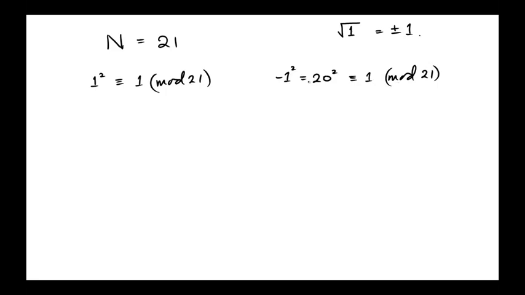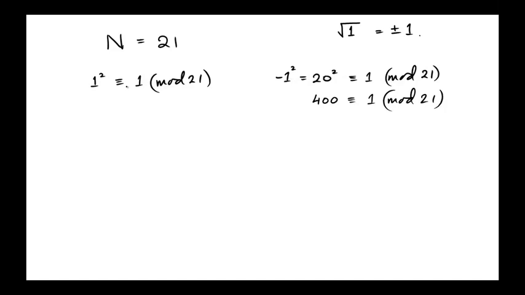So minus 1 is the same thing as 20 mod 21, and if you square 20, you will get 400, and you should check that 400 is congruent to 1 mod 21. Of course, you don't need to do this because you know 20 is minus 1. Now it turns out that mod n, when n is a composite, these are not the only two numbers that square to 1 mod n.